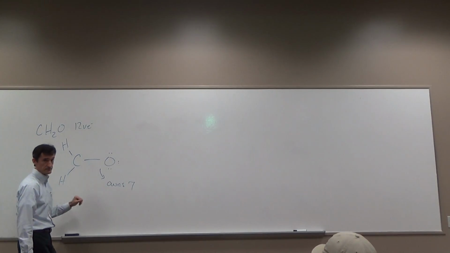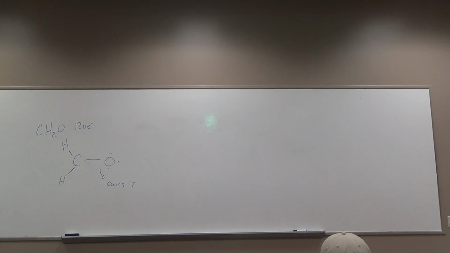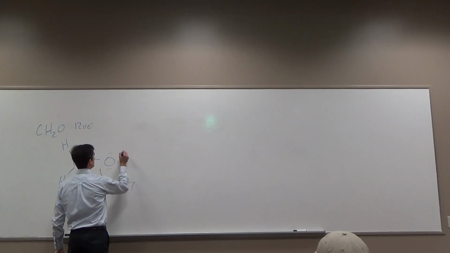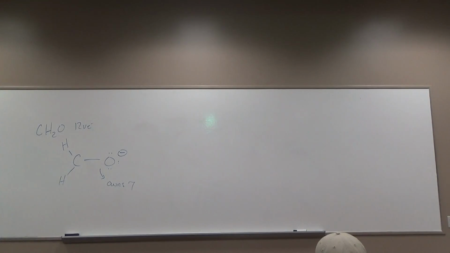How many is it supposed to own? 6. It's only supposed to own 6. So it's got 1 more than it's supposed to. And if you have 1 more electron than you're supposed to, what's your charge? -1. Okay? Negative. Usually don't write the 1, just negative, and you want to circle your charges. This is a formal charge.